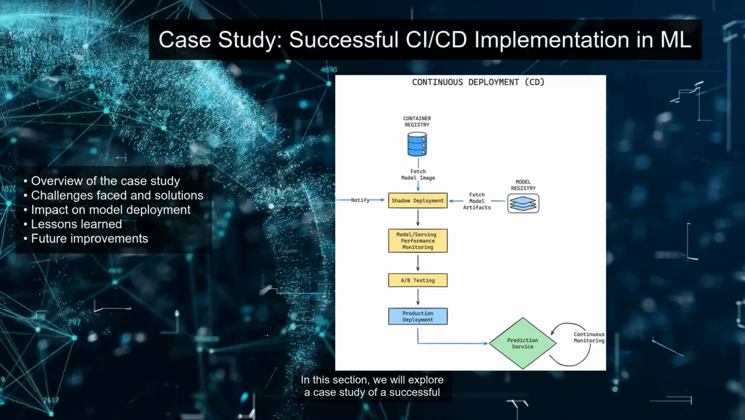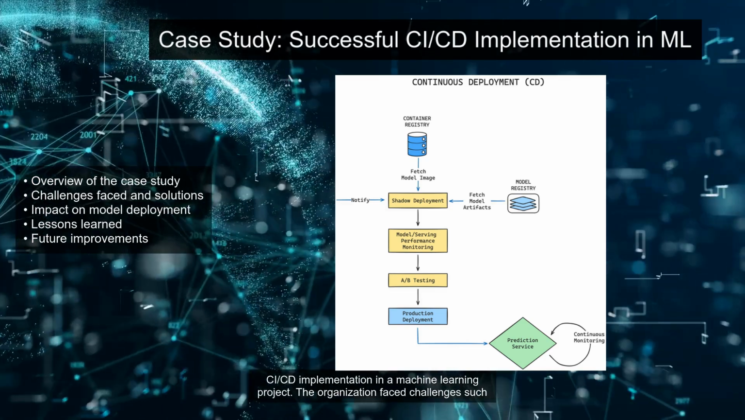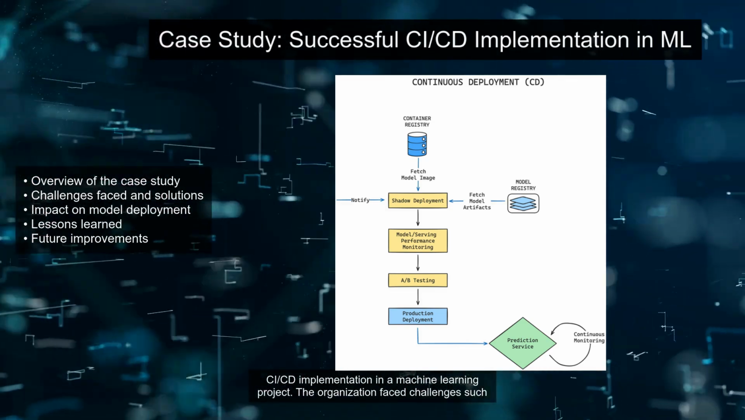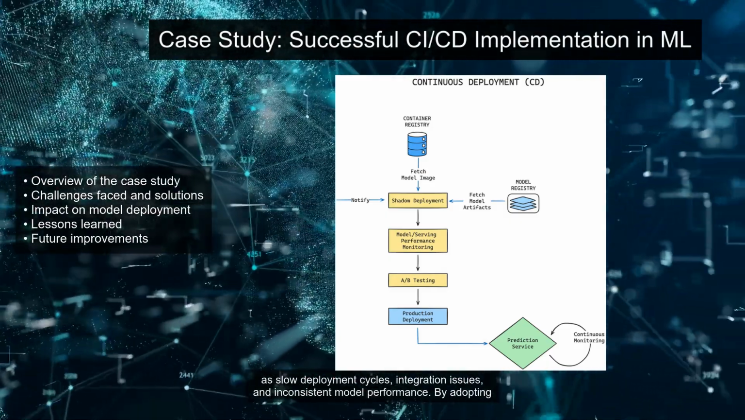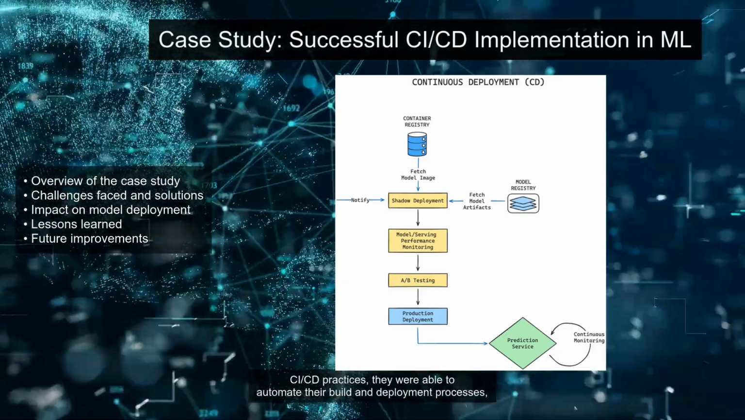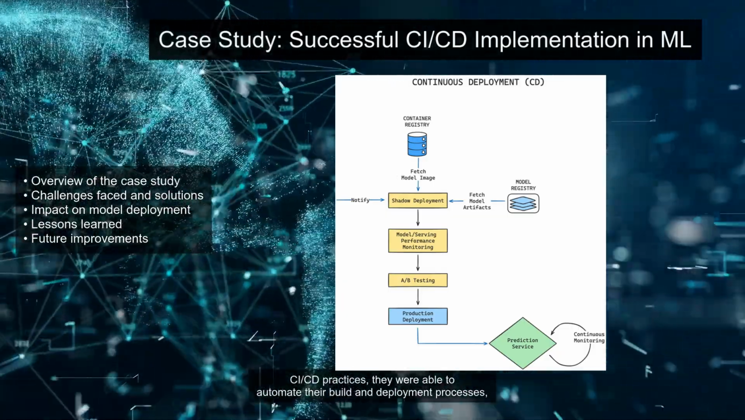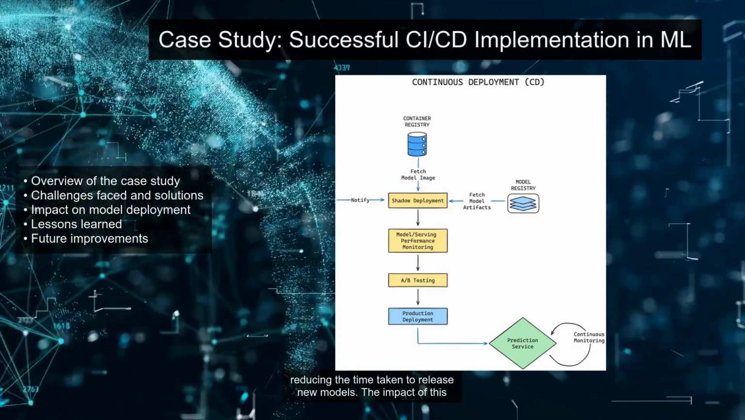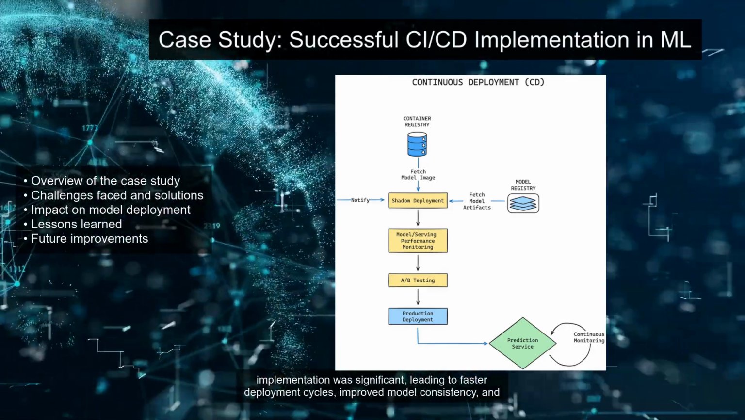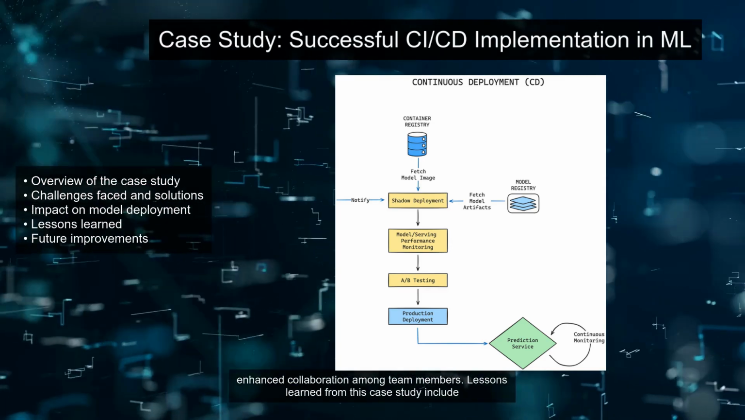In this section, we will explore a case study of a successful CI/CD implementation in a machine learning project. The organization faced challenges such as slow deployment cycles, integration issues, and inconsistent model performance. By adopting CI/CD practices, they were able to automate their build and deployment processes, reducing the time taken to release new models. The impact of this implementation was significant, leading to faster deployment cycles, improved model consistency, and enhanced collaboration among team members.